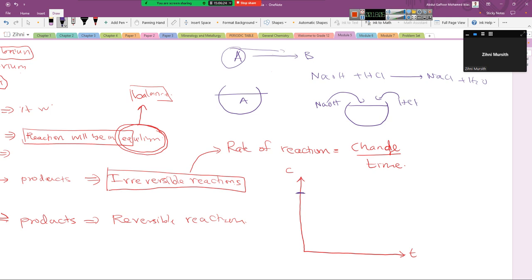It will. So NaOH and HCl will decrease. NaCl and HCl will decrease, and ultimately what will happen? They will become zero.